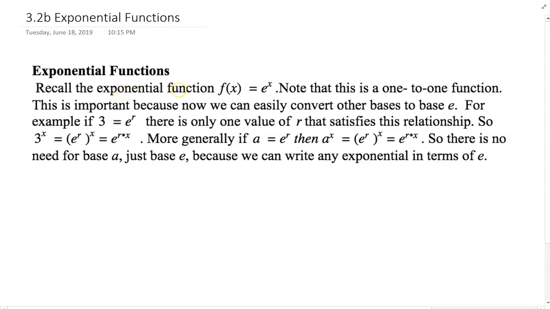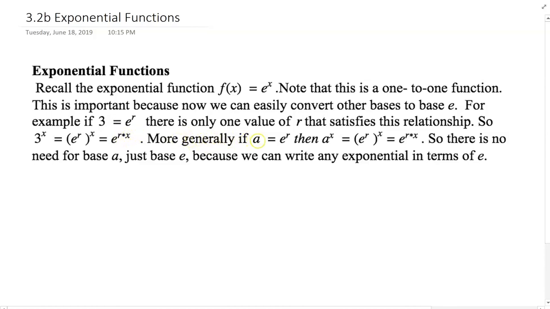Now, if we recall the exponential function f of x is equal to e to the x, we remember from the last lesson, this is a one-to-one function. This is very important because now we can convert other bases to base e. For example, if a number 3 is equal to e to the r, then there's only one value of r that satisfies this relationship. So then 3 to the x equals e to the r to the x, which is equal to e to the r times x.